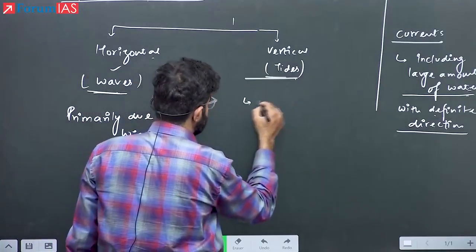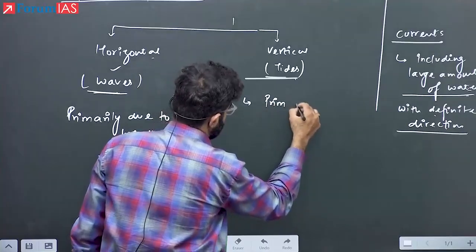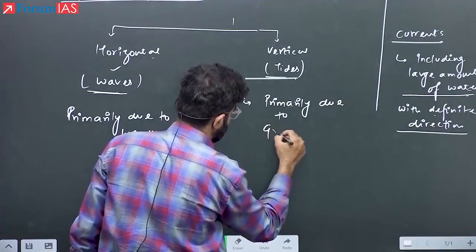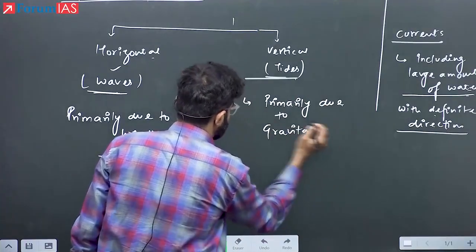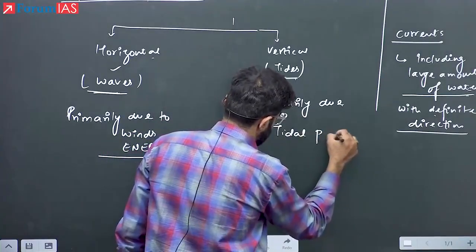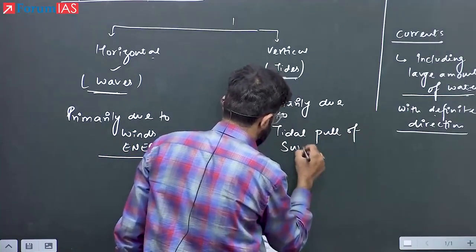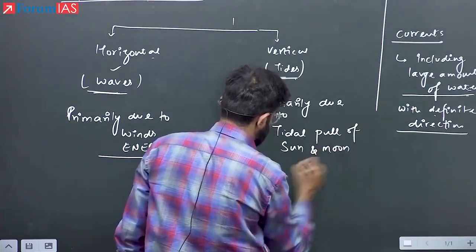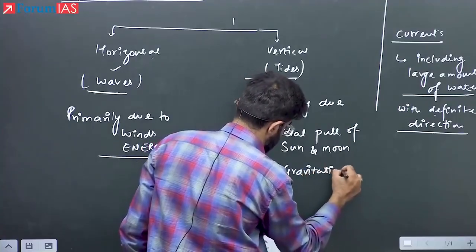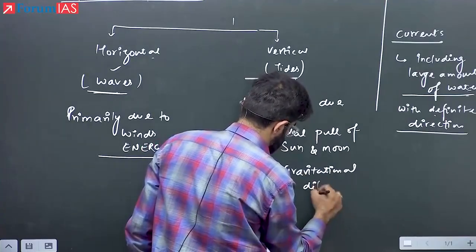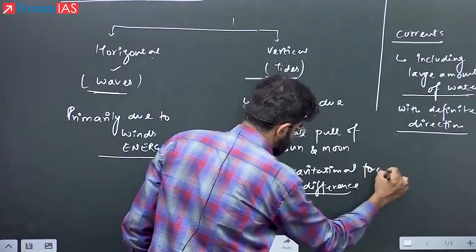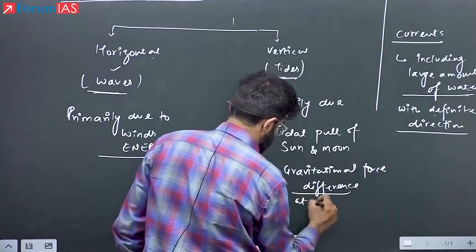Tides would be generated primarily due to the tidal pull of sun and moon, and gravitational force difference at Earth's surface.